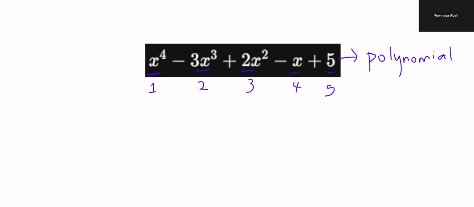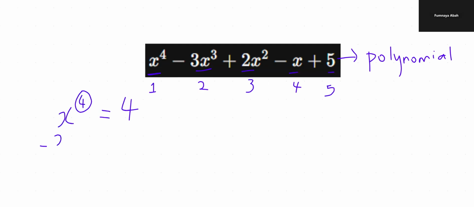So let's move on and try and find the degrees of each individual term in this. So let's start with x raised to the power of 4. So x is raised to the number 4. So that's the exponent. So the degree of this term is equal to 4. That's the first term.